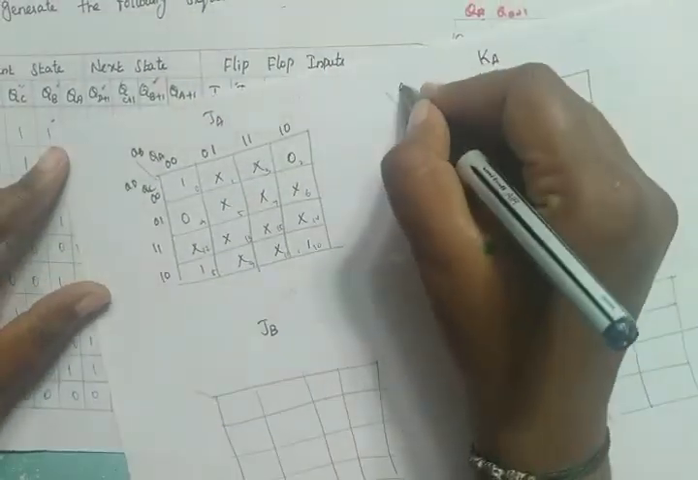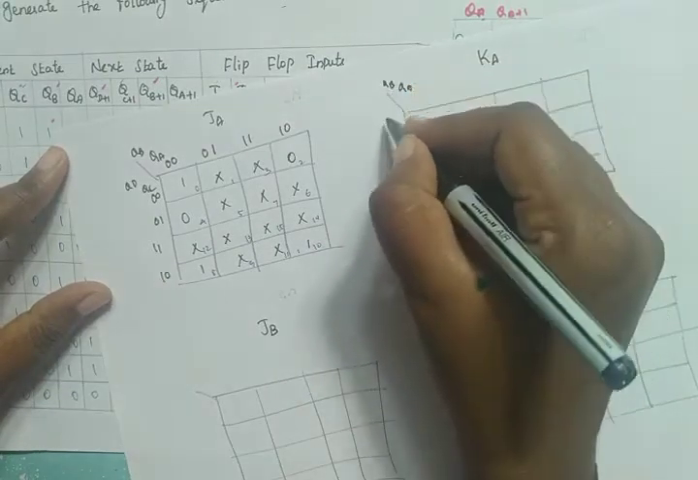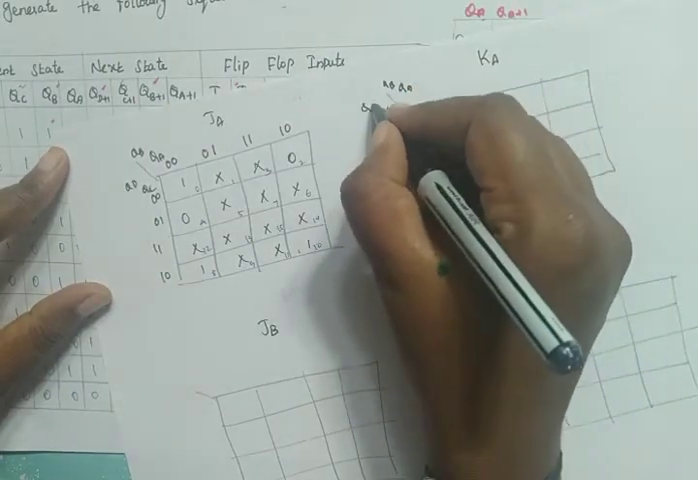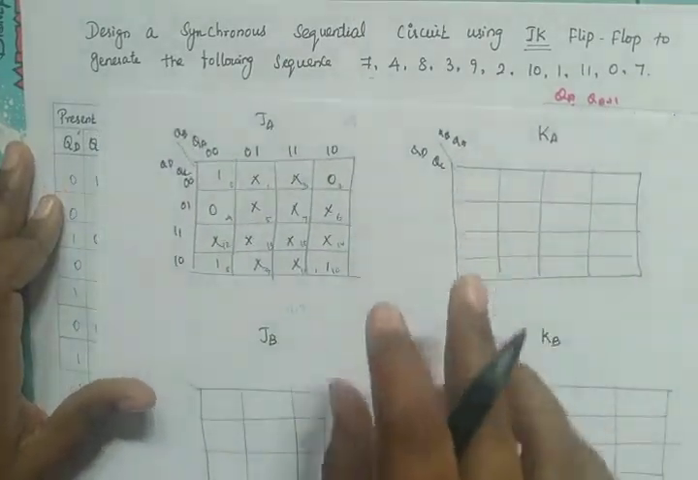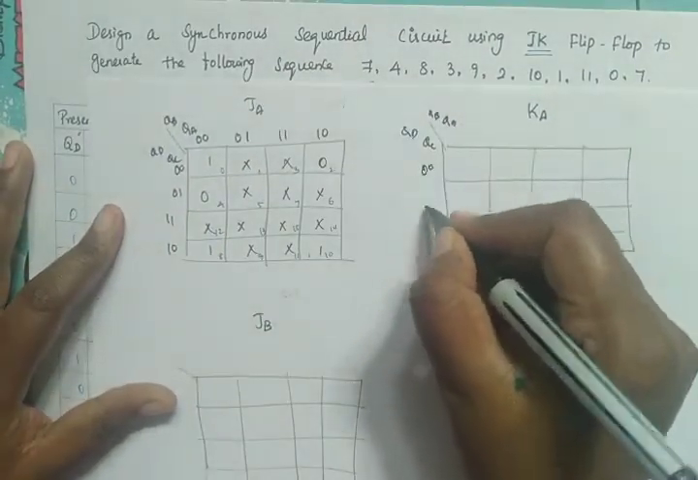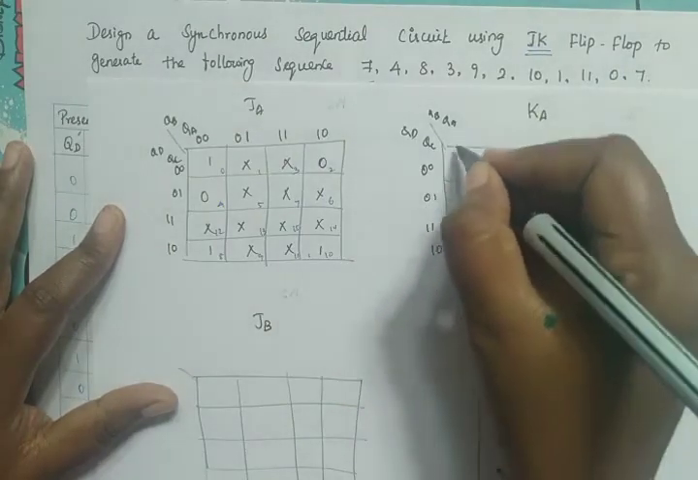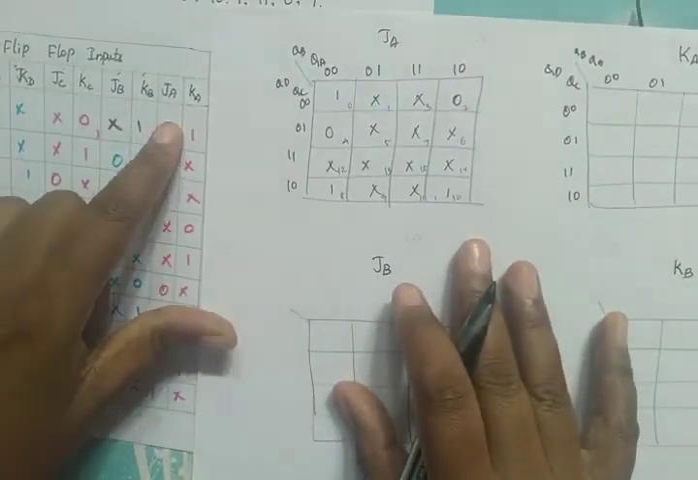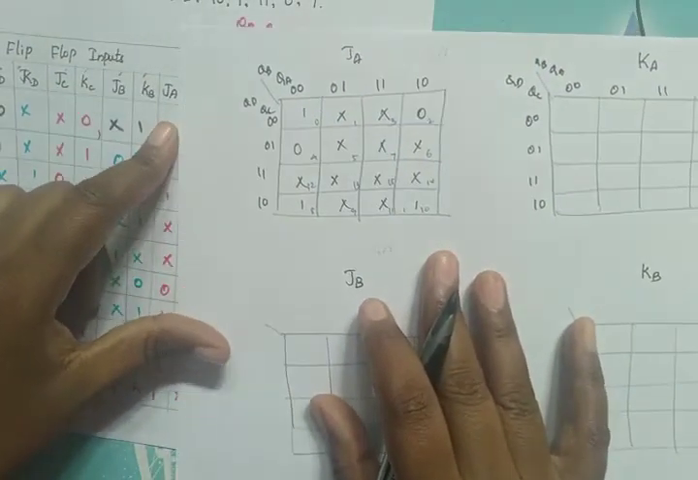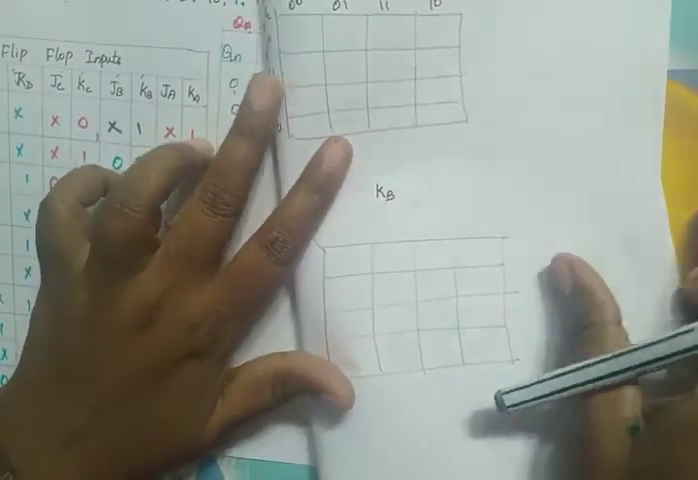Here we have QA, QB, and here it is QC, QD, because here we have represented as QA, QB, QC, QD. So the same thing we have to write here. So 0, 0, 0, 1, 1, 1, 1, 0. 0, 0, 0, 1, 1, 1, 1, 0. Now check this KA. Is it visible? No. Now check this KA.